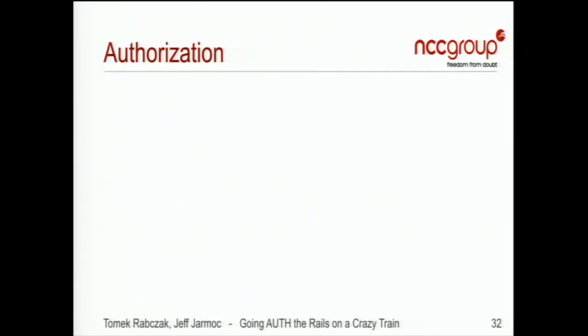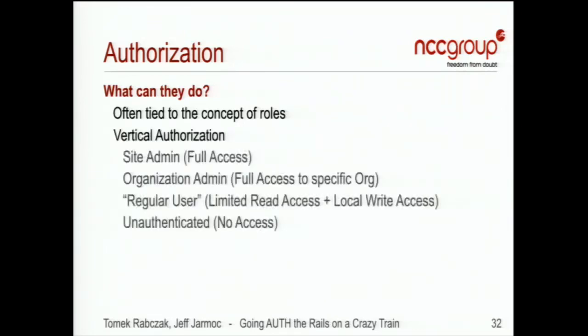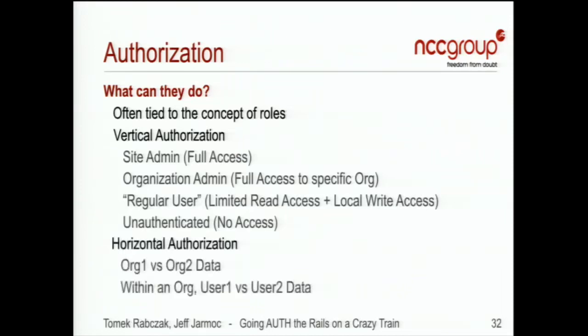So now that we've kind of authenticated the user, let's see what they can do. When we're looking at authorization, this tends to be tied to the concept of roles. And I like to split it into two groups. So you have this notion of vertical authorization. Here we have a list of example roles. You might have a site admin at the very top, has full access to everything. An organization admin that might just have full access to the subset of data that belongs to that organization. A regular user that might have limited read access, local write access to their user profile, and then unauthenticated.